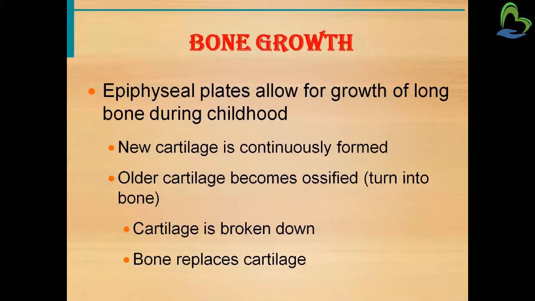Now the bone growth. The epiphyseal plate allows for the growth of a long bone during childhood. New cartilage is continuously formed, then older cartilage becomes ossified. One process is very important in bone growth, that is ossification. Ossification means the cartilage is converted into bone.